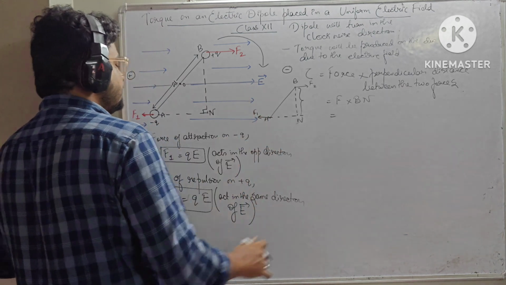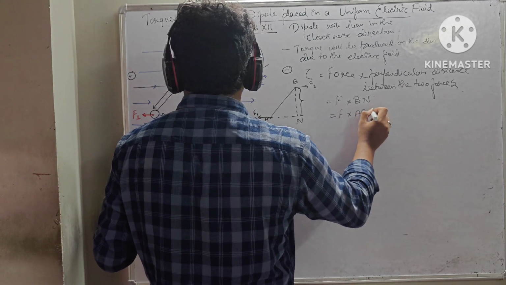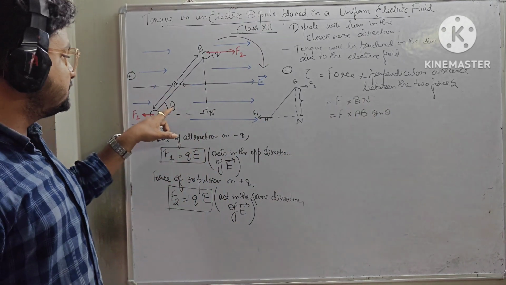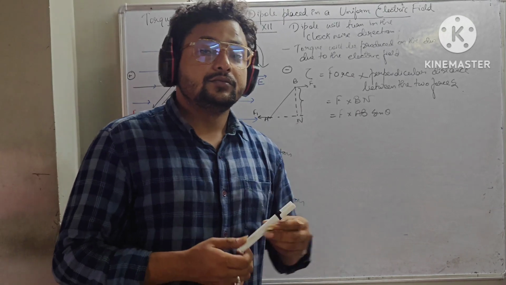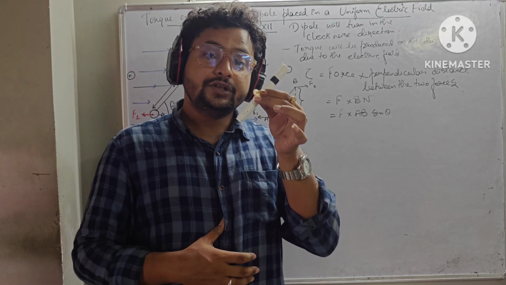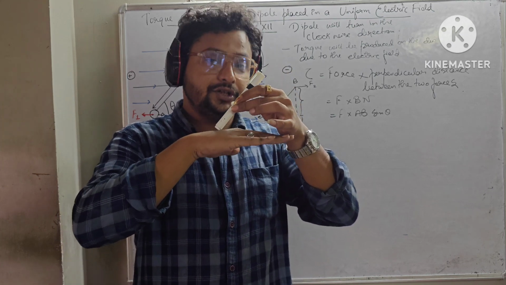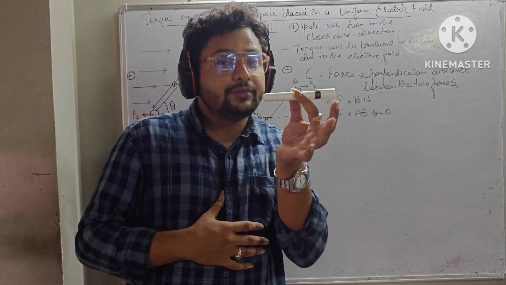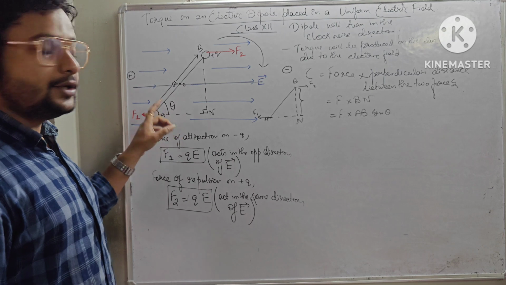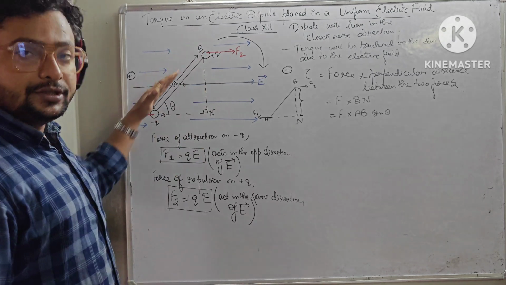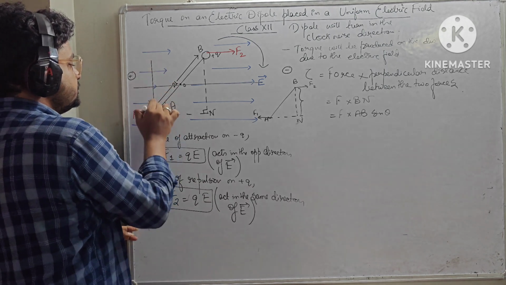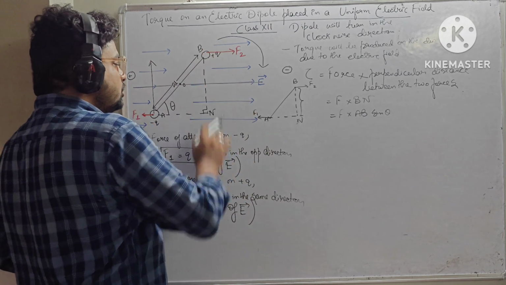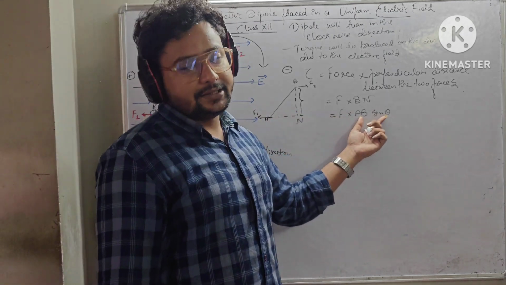So BN I can write as AB sin theta. What is theta? This angle is theta. Remember, theta is the angle with which the dipole was initially placed with the electric field, and then the dipole is going to rotate. So that particular angle is theta. BN is the vertical component of AB. Both of them will be the same. So the vertical component, if this is theta, becomes AB sin theta.